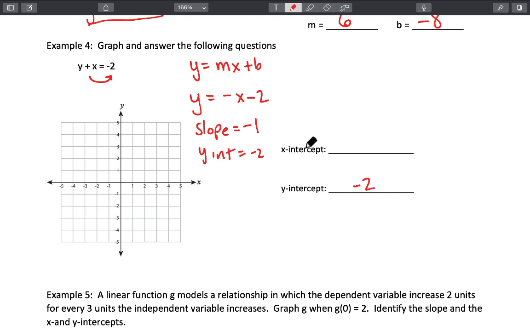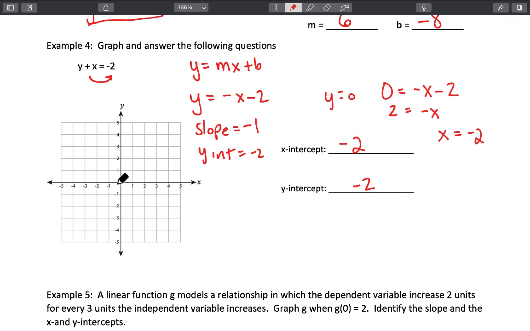In terms of my x-intercept, well, remember, x-intercept is where it crosses the x-axis, and that's going to be where y is equal to 0. So we're going to substitute 0 in for y, and now solve for x. When we do that, we need to add our 2 over to the left side. So positive 2 is equal to -x, which means positive x is equal to -2. So my x-intercept is -2 as well.